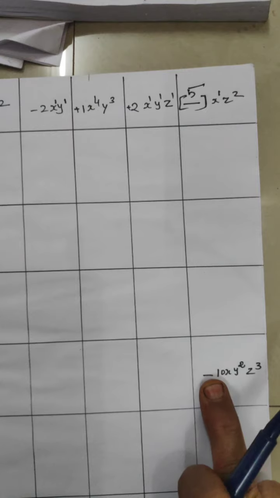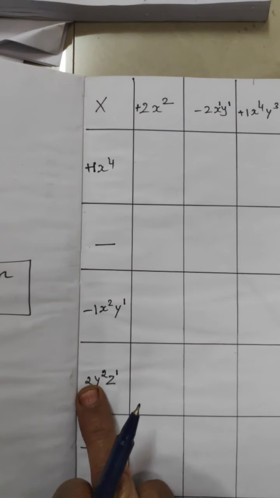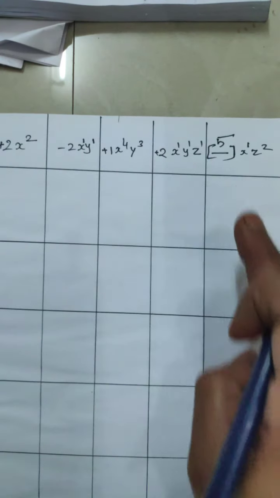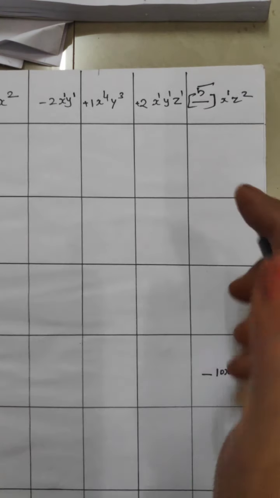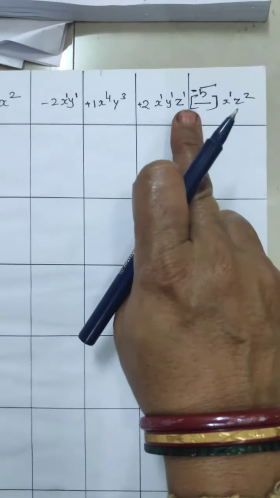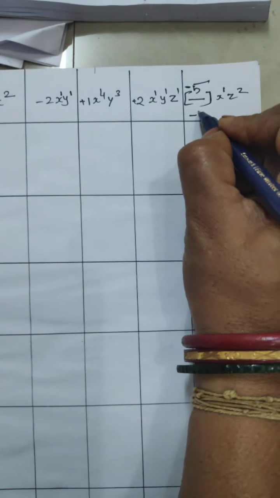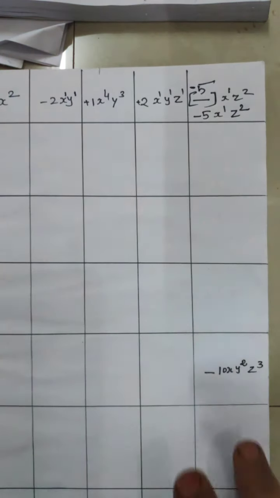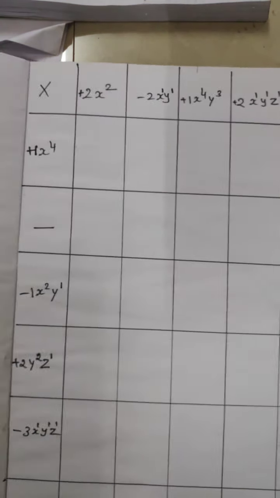There the given answer is minus. Here also plus value, here also plus value, there 5 also plus value, but the answer comes as minus value. So near this 5 you write the minus symbol. Now what is the answer? Minus 5 x power 1 z square. Write it again there, otherwise you will be confused, only that bracket.